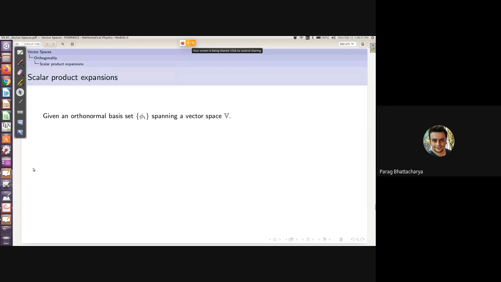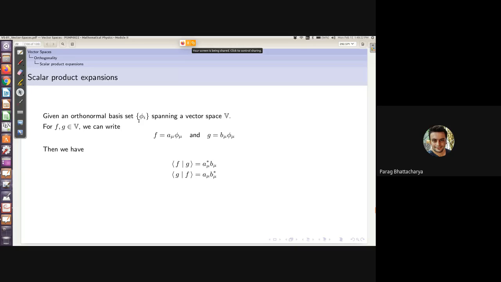Okay, so scalar product expansion. Given an orthonormal basis set phi_i which spans a vector space V, then for any two vectors f and g inside this vector space, we can write f as some coefficients times these basis vectors, and g as some other coefficients times these basis vectors.